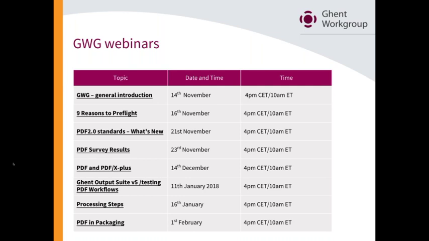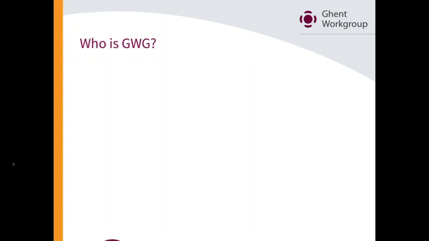There's a seminar specifically on the Output Suite, which is a way to test your workflows. Something on processing steps, which goes into how to use layers, in a more technical way, the structure within PDF to help go beyond just processing. And then there'll be something on PDF and packaging, which is more of a discussion about futures, but the future is actually not that far off. And as I said, even during this webinar, I'll talk through some of that.